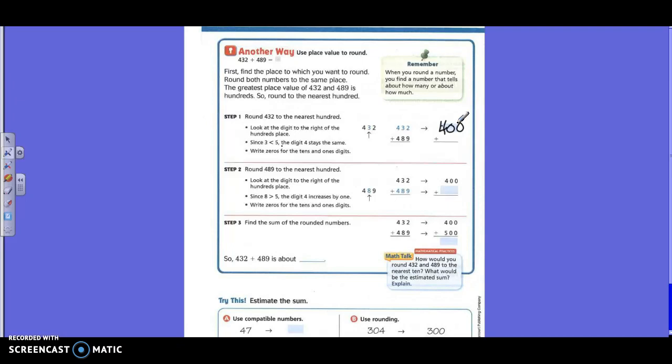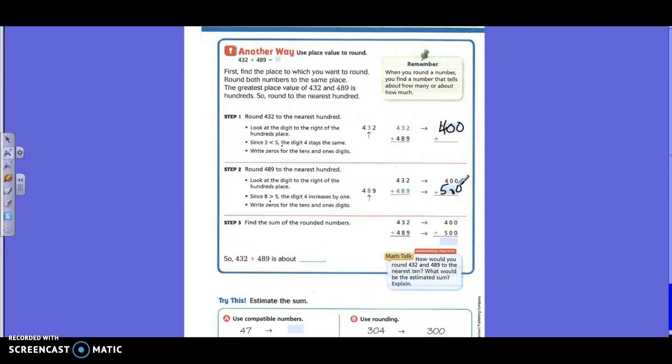All right, now we're going to find the middle number. Round 489 to the nearest hundred. Look at the digit to the right of the hundreds place. Since 8 is greater than 5, the 4 increases by 1. So if you increase by 1 from 4, you get what number? 5. So write 5 in that place. And then the next bullet point says write zeros for the tens and the ones digits.